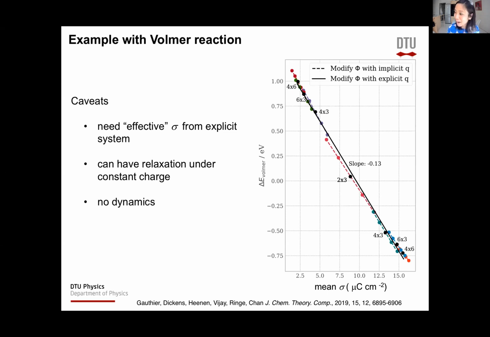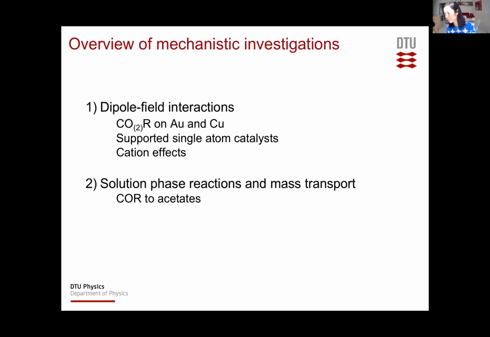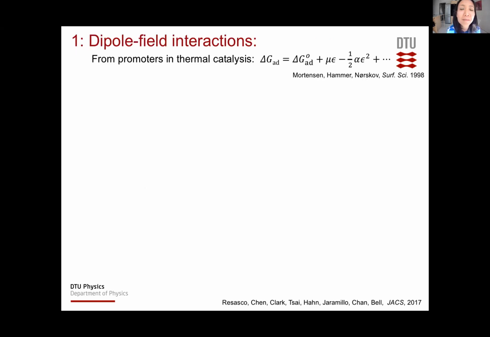And now what I will do is to go into some mechanistic studies of electrochemical CO2 reduction. And what I hope to be able to cover within the remaining time is two topics: dipole field interactions on a variety of catalysts, as well as briefly touch upon solution phase reactions and the impact of mass transport phenomena. Okay, and the signatures of these two are manifested as pH effects in electrocatalytic activity. Okay, so first starting with dipole field interactions.